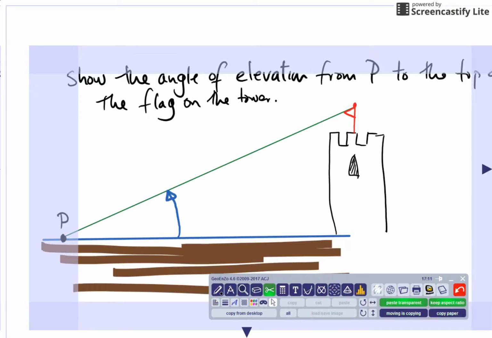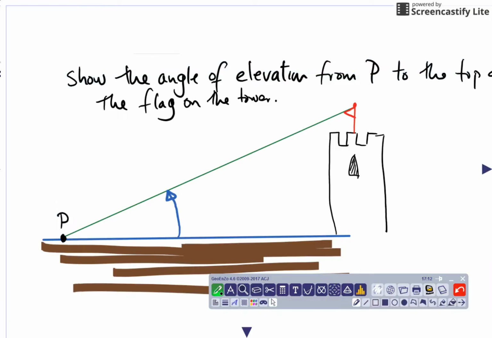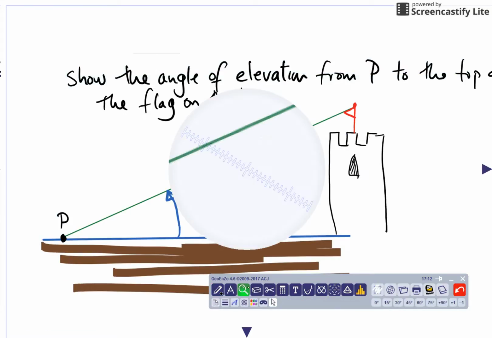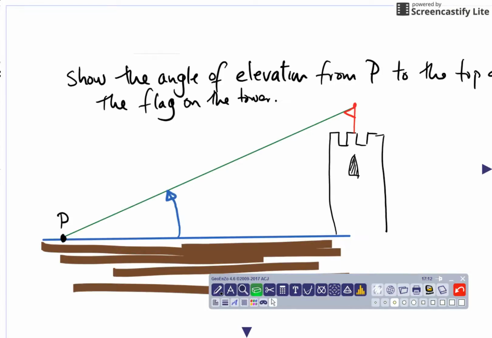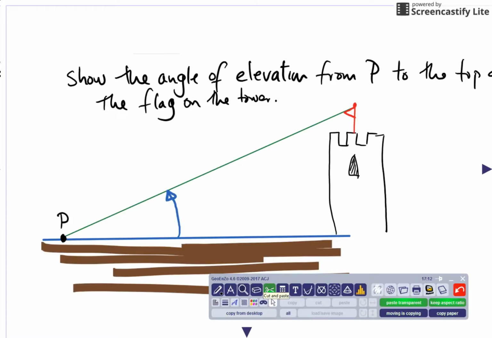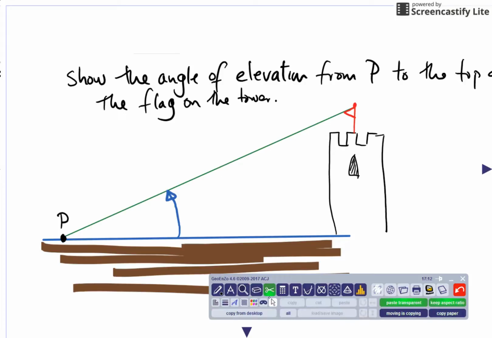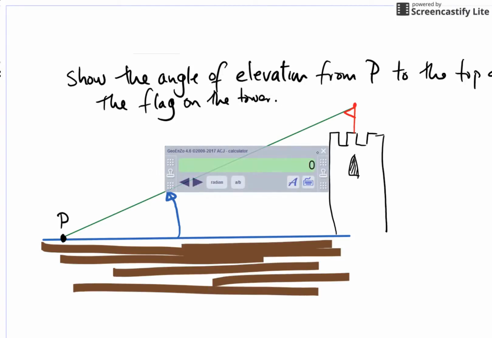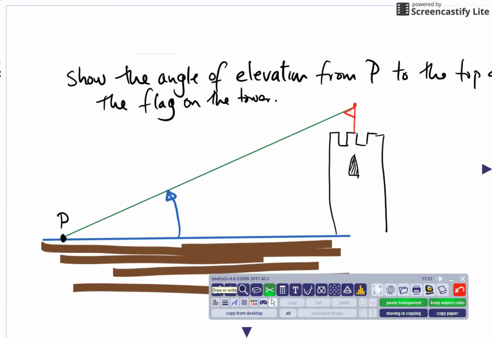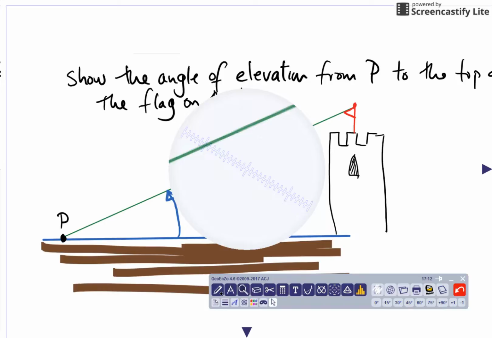So, let's see what we've got in terms of a protractor. Where is it? Where's my protractor? No, that's strange. Can't find my protractor. Where's it gone? How odd. Oh, here we go. Yeah, protractor.